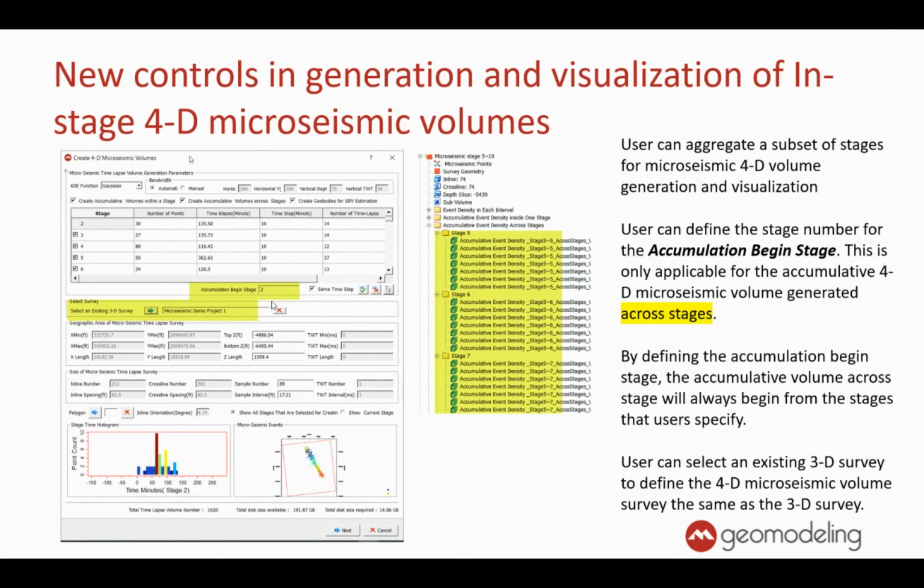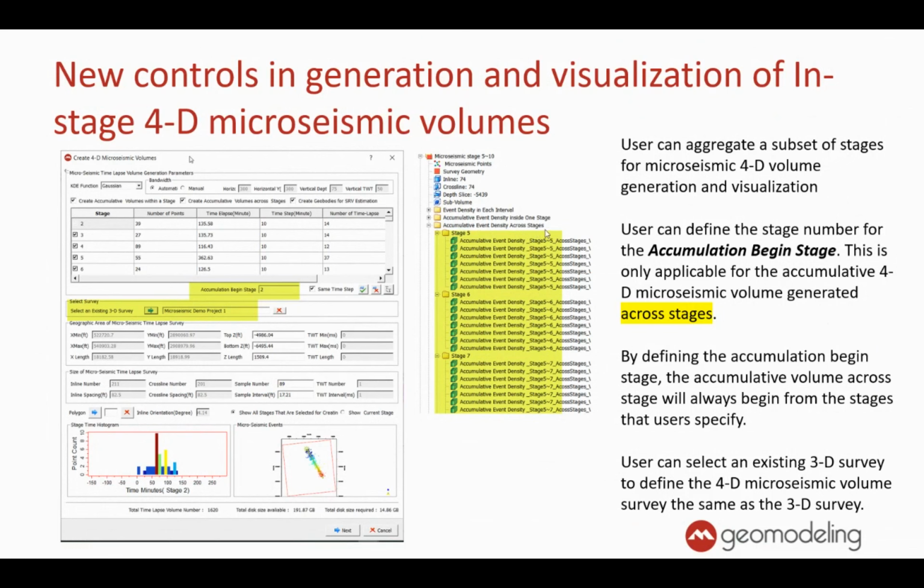If you remember, when we generate 4D microseismic volume from microseismic events, it can generate the event density each interval, accumulative event density inside one stage, and accumulative event density across stages. So this feature is added for the accumulative event density across stages.